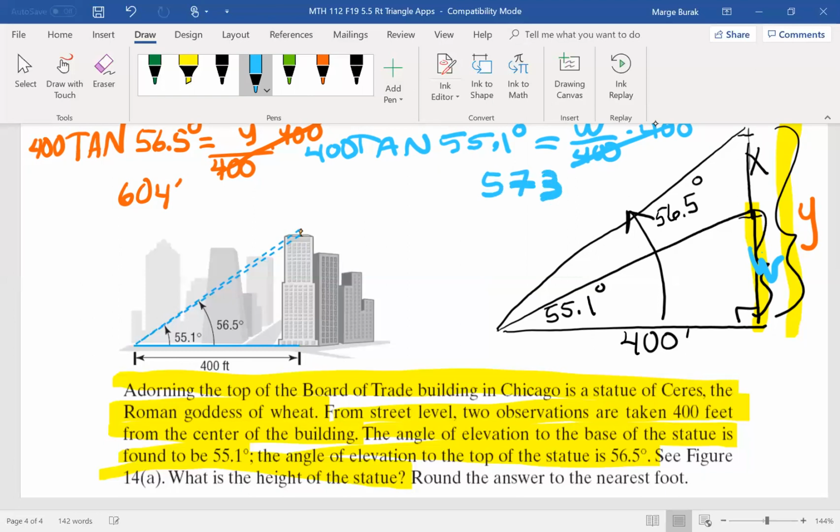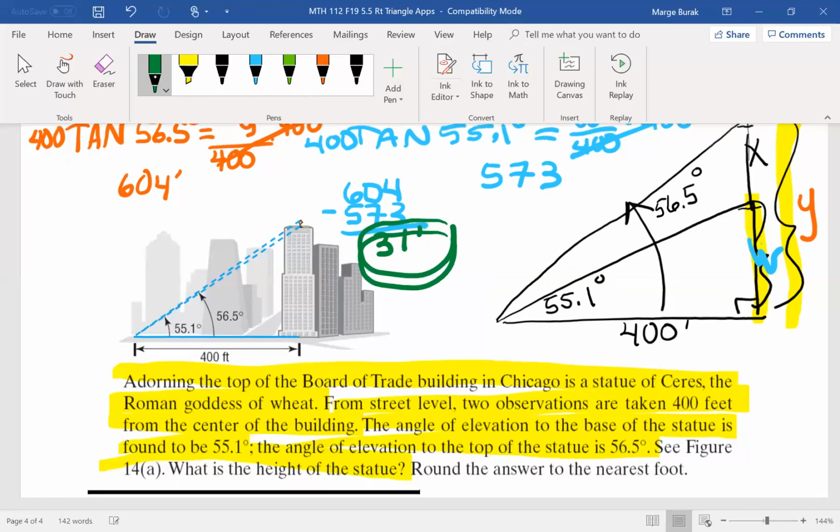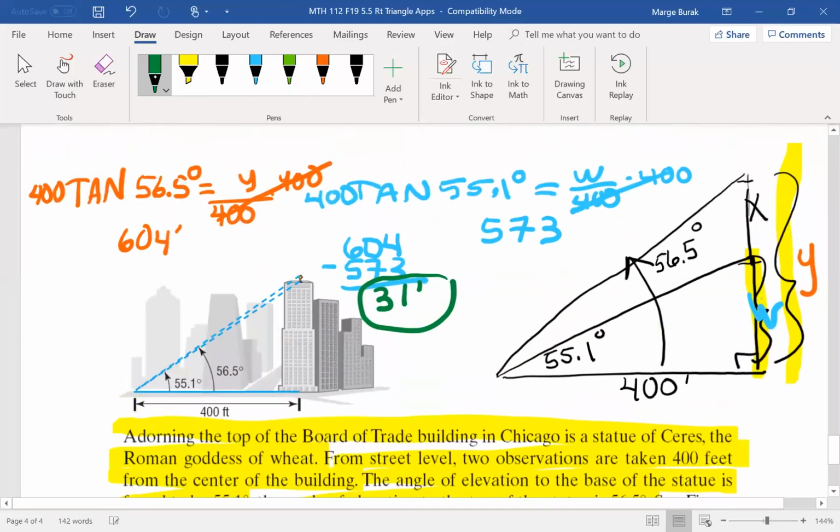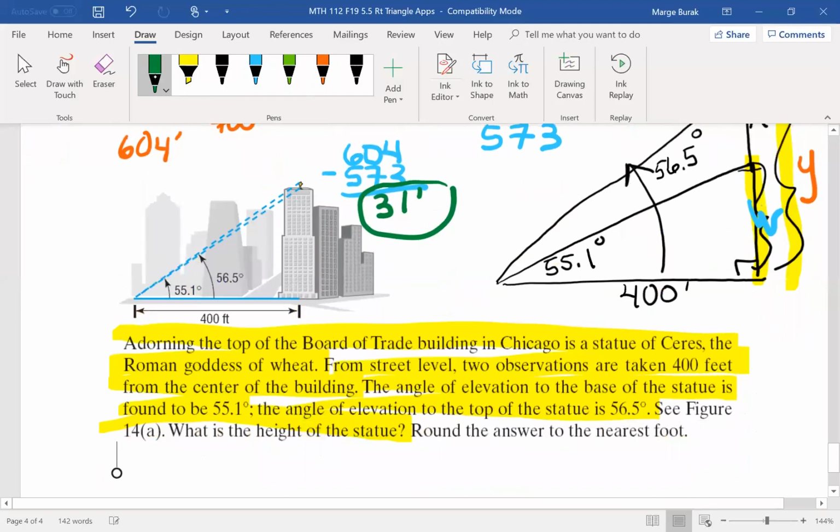Okay, that makes sense because we're going to take the biggest one, which is 604, and we're going to subtract out the 573, and then we're going to get our answer, which is going to be 31 feet. So the statue is actually 31 feet. That's interesting.